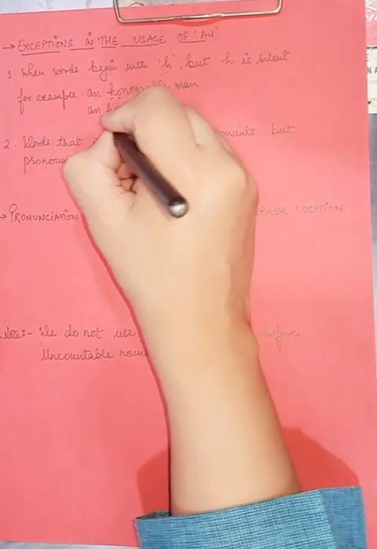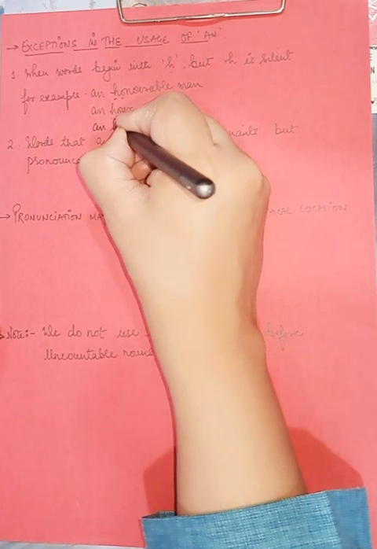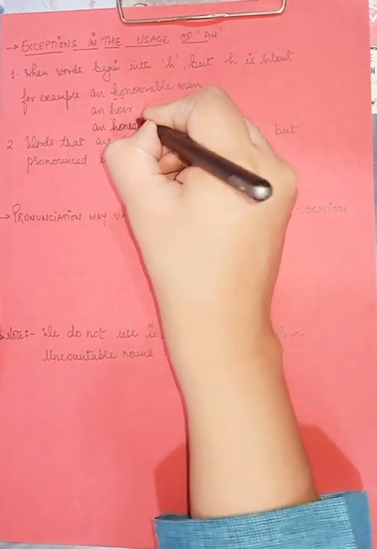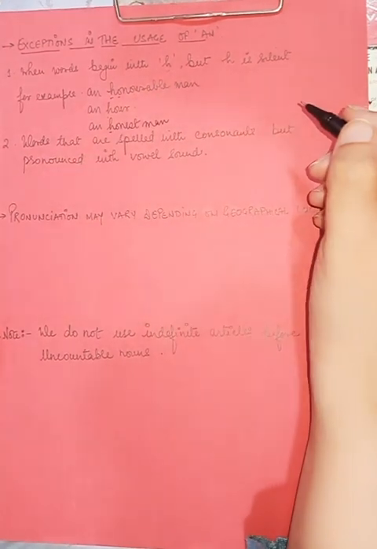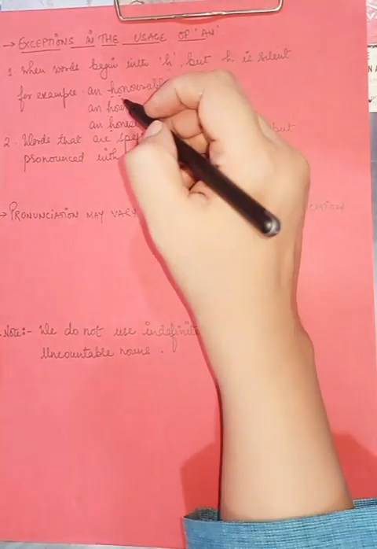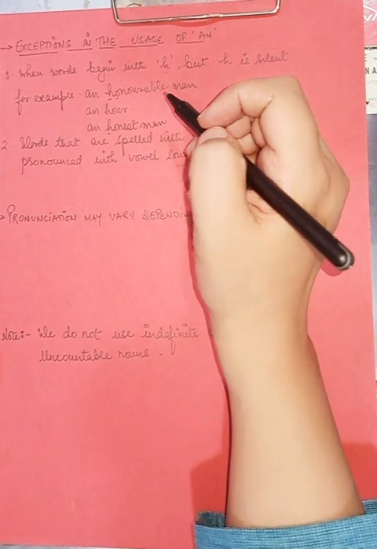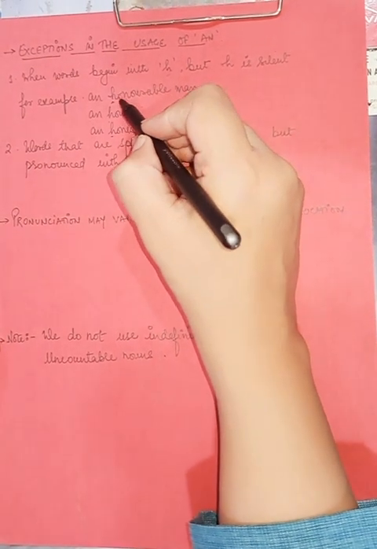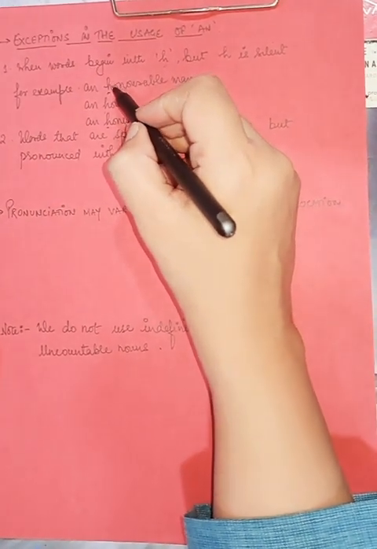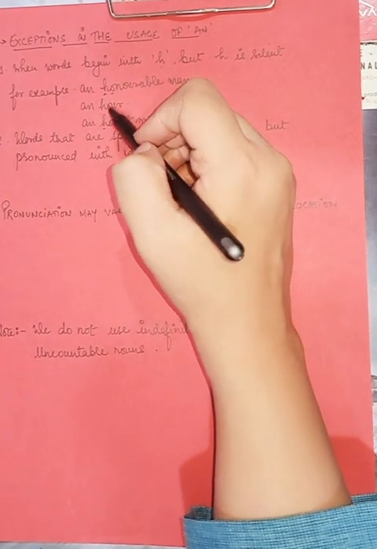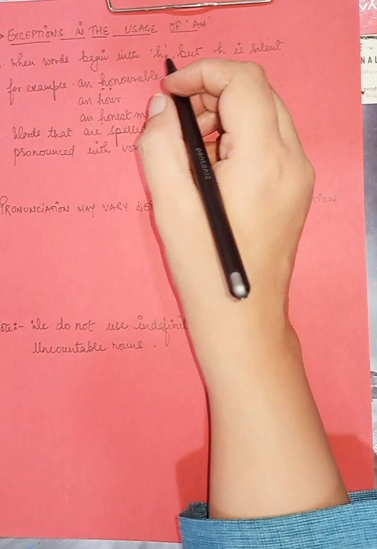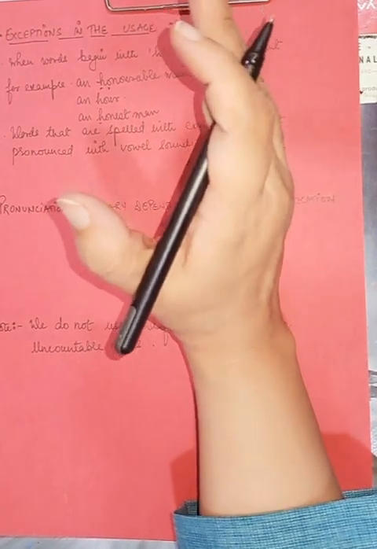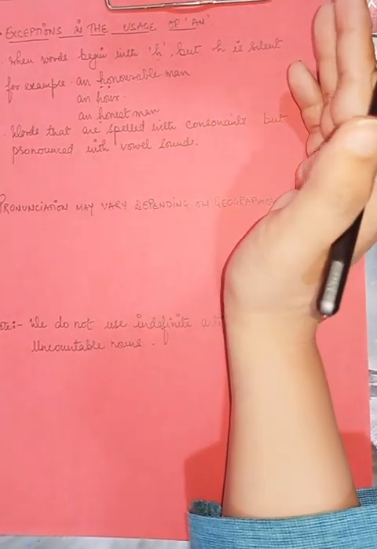For that matter, an honest man. So here also H is silent. So in these words we can say that though our word is starting with a consonant followed by a vowel, here the consonant has gone silent, so we'll go with the vowel sound. That's why I stress consonant sounds and vowel sounds.